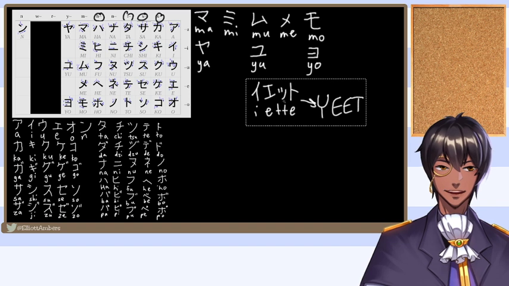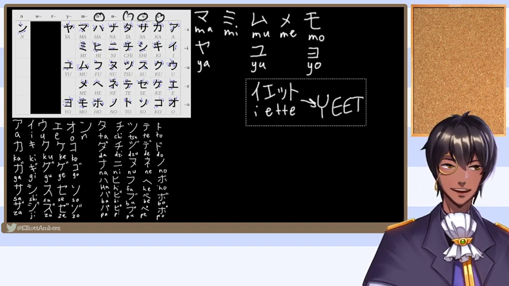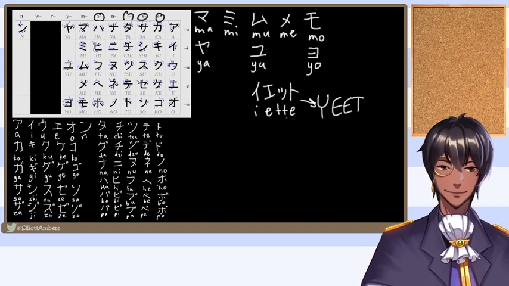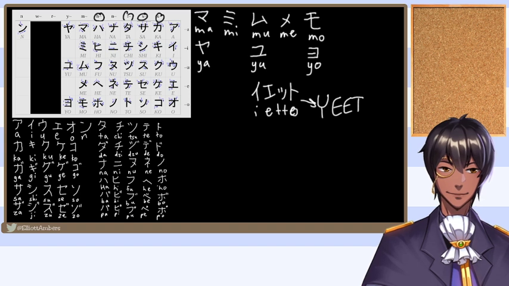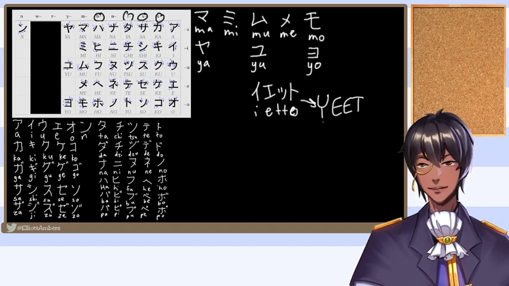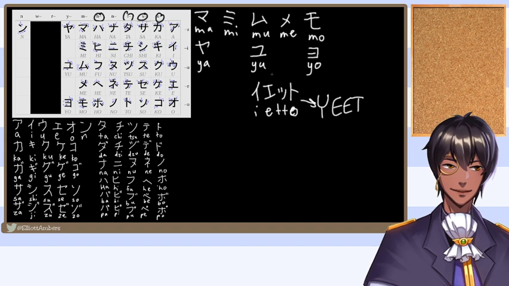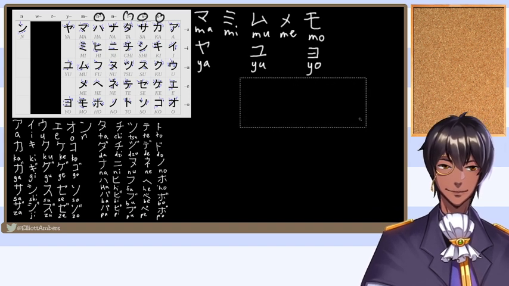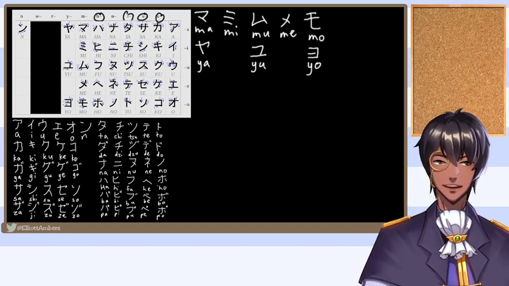Oh, that's supposed to be an O. Yo. Let me fix that before. There we go. Yo. Let's cross that out. And then let's take a look at the R table.